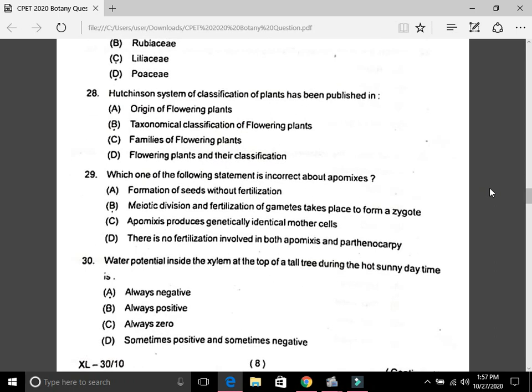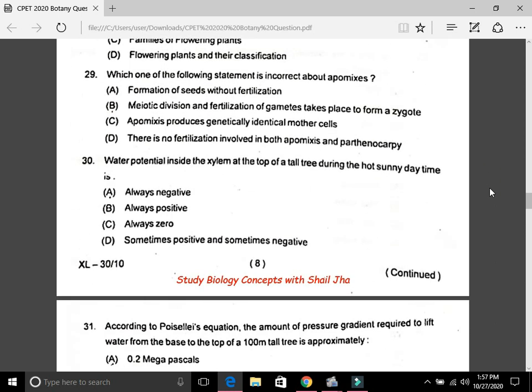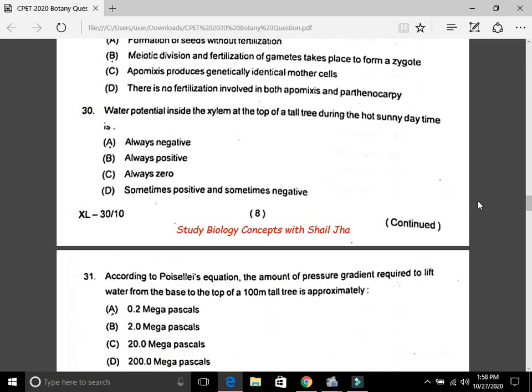28. Hutchinson's system of classification of plants has been published in C, that is families of flowering plants. Which one of the following statements is incorrect about apomixis? The answer is B, that is meiotic division and fertilization of gametes takes place to form a zygote.